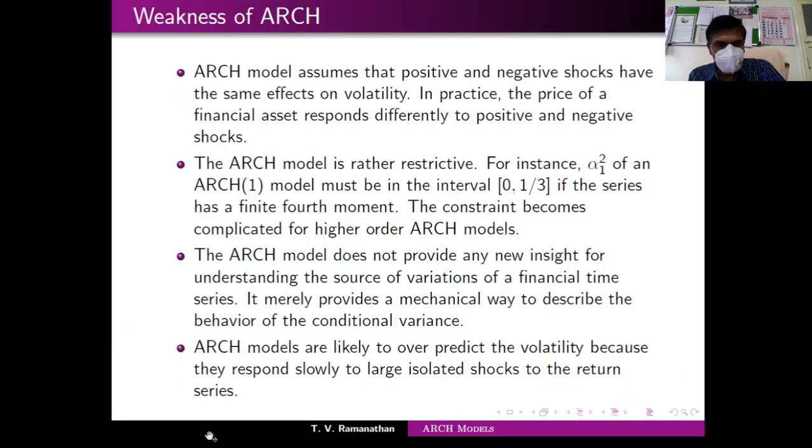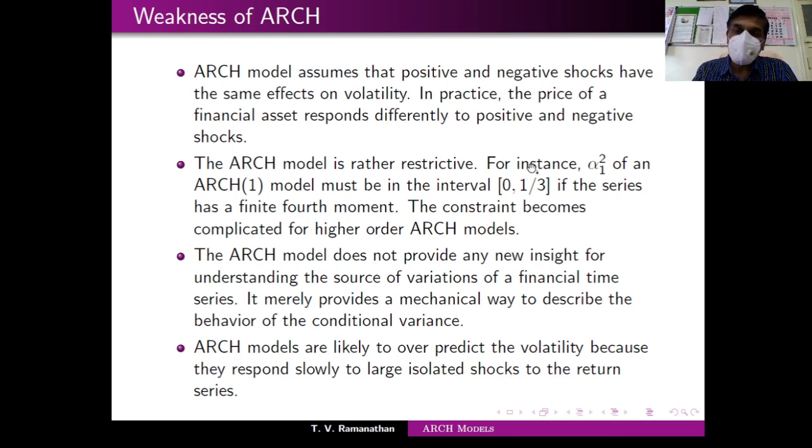Okay. Let us go back. The ARCH model assumes that positive and negative shocks have the same effect on volatility. In practice, the price of a financial asset responds differently to positive and negative shocks. The ARCH model is rather restrictive. For instance, alpha 1 square of the ARCH model must be in the range 0 to 1 by 3 if the series has a finite fourth moment. We have seen the derivation yesterday.